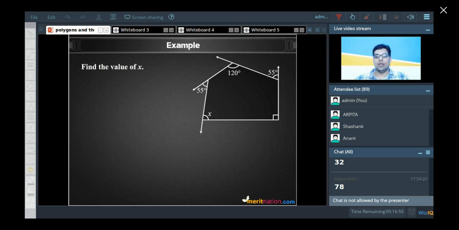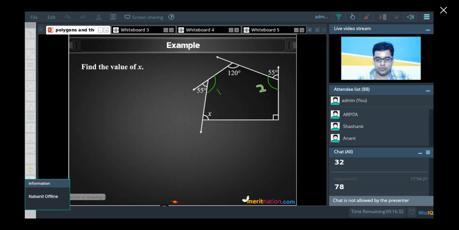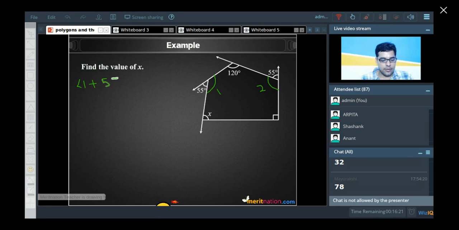Yeah, one more example here. Find the value of X in this given example. How we can find here the value of X? Now first we will find here the value of angle 1 and angle 2. So we can again say here 55 degrees and angle 1, they are forming a linear pair. That is angle 1 plus 55 degrees equals 180 degrees. And from this angle 1 will come as 180 minus 55 degrees. That is coming as 125 degrees.